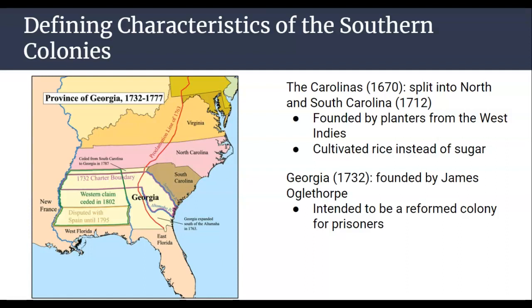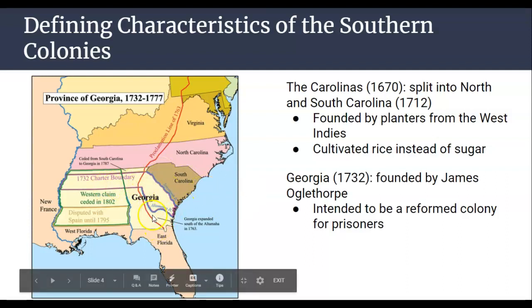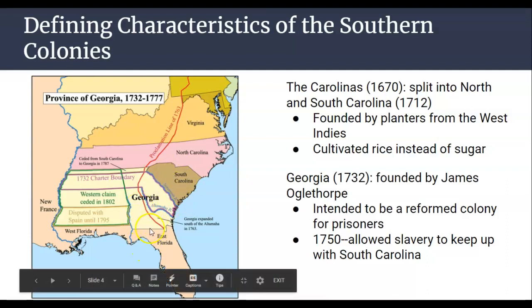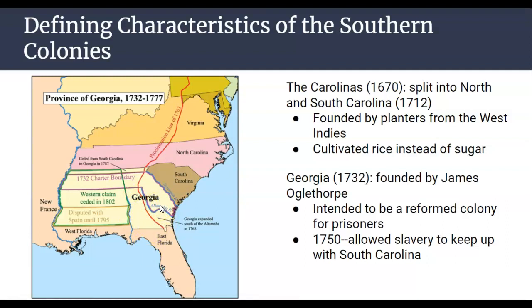And so if you couldn't pay your debt, James Oglethorpe was like, hey, why don't you come to Georgia? You can work off your debt and then get your own land and become a farmer, become a planter, and make something of yourself. So a lot of people in Georgia are going to be pretty much former prisoners, essentially. Initially, Georgia does not allow slavery because it's mostly meant to be this prisoner reform colony. But by 1750, not too long after they're established, they're going to allow slavery in order to keep up with the economy of South Carolina, because they start to realize, wait, we can make way more money if we add slavery to the mix.